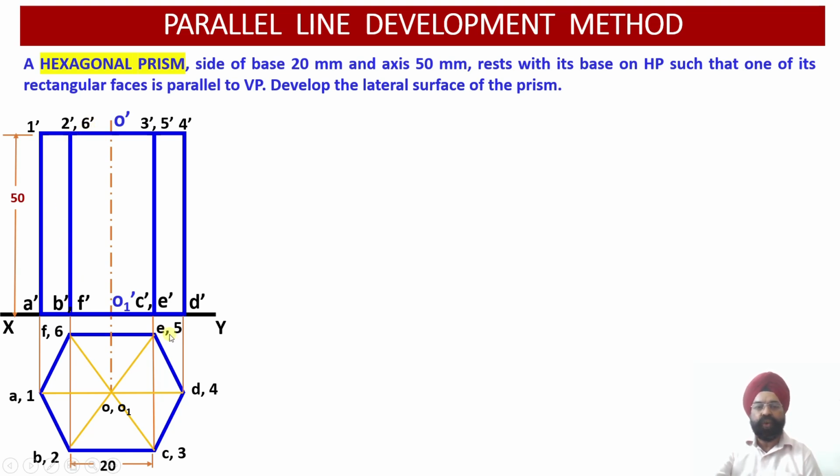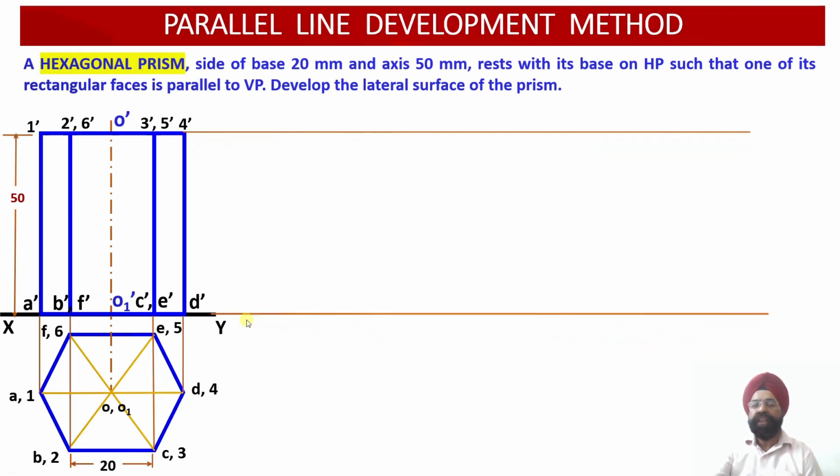Similarly, the projections corresponding to edge E5, that is 5 dash E dash, should be dotted, but these dotted line projections have been overshadowed by the solid object line projections of the vertical edge C3, that is 3 dash C dash, which cover the dotted line projections of the edge 5 dash E dash. So here we get the front view. Here we have obtained the top view of this hexagonal prism.